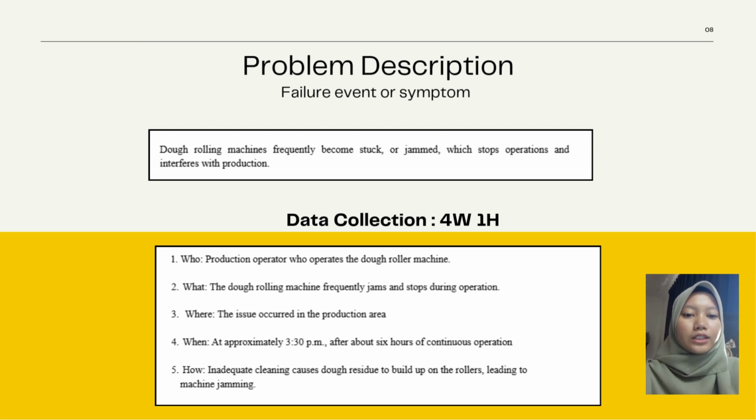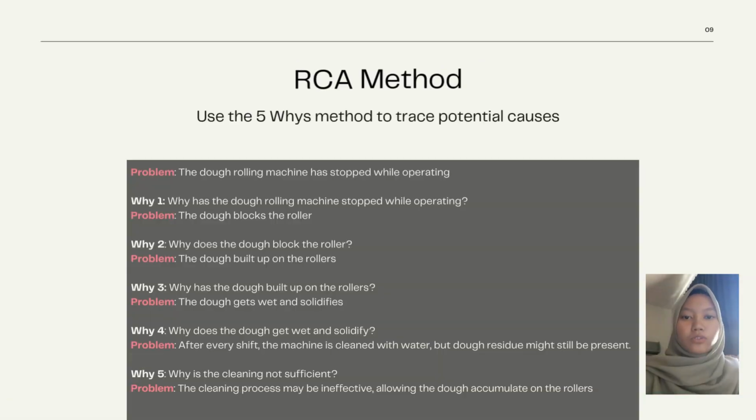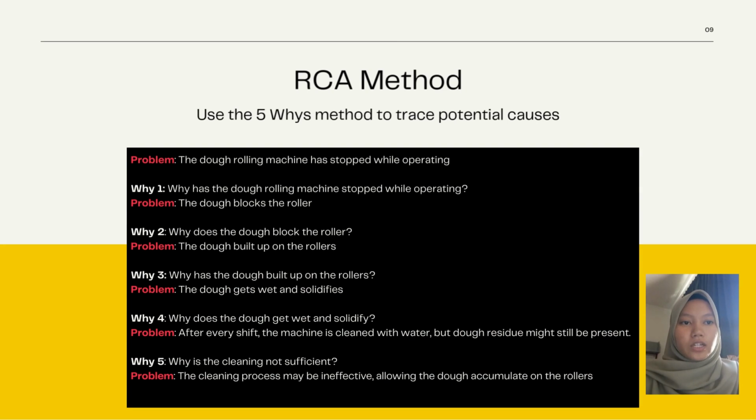And the last one is how. Inadequate cleaning causes dough residue to build up on the rollers, leading to machine jamming. So it explains how the event is happening. So let's go to the next step, which is the RCA method. I use the 5 Whys method to trace potential causes.